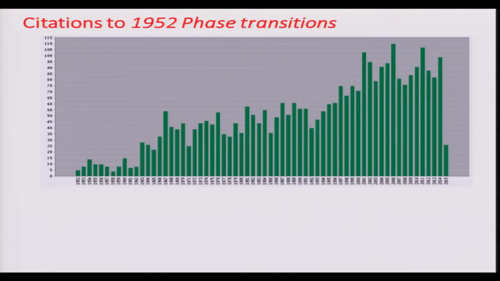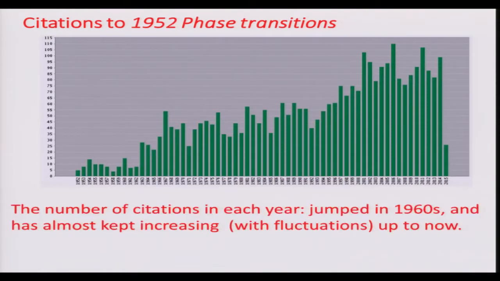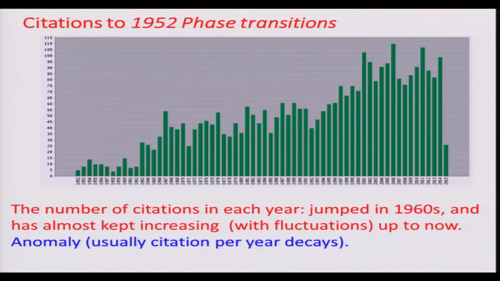So I looked at the Web of Science citations. This is the citations for these three papers put together. You can see the number of citations actually fluctuates, but the general trend is always increasing. Compared with the usual case, it's really an anomaly, because usually we talk about the half-life, the decay of the citations. And let me mention the vertical coordinate is the number of citations for each year.